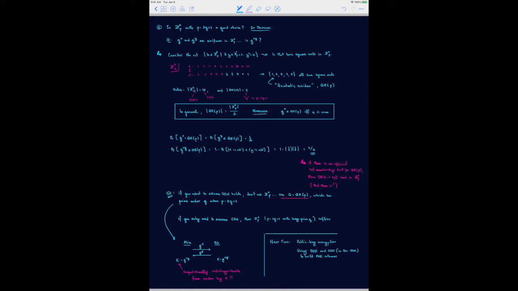The order of Z star 11 is 10, and the size of, I can't really say order yet, but the size of QR11 is 5, which you notice is half of the size of Z star P. And in general, this is true. The size of the quadratic residues is going to be half of the size of Z star P.